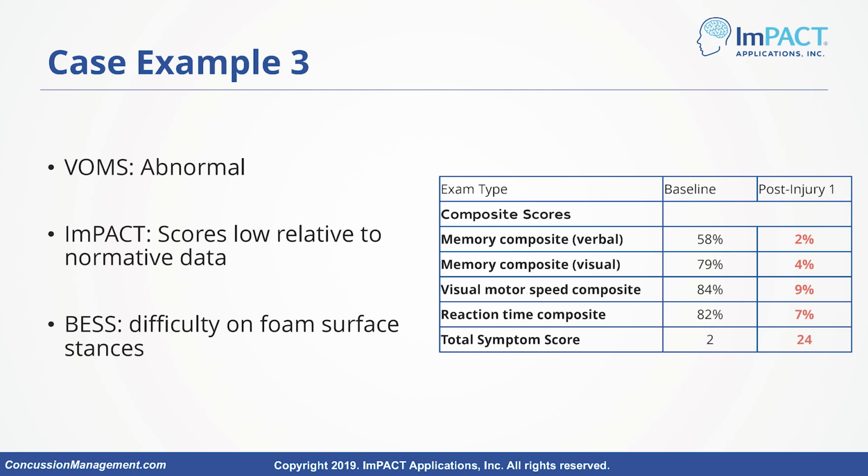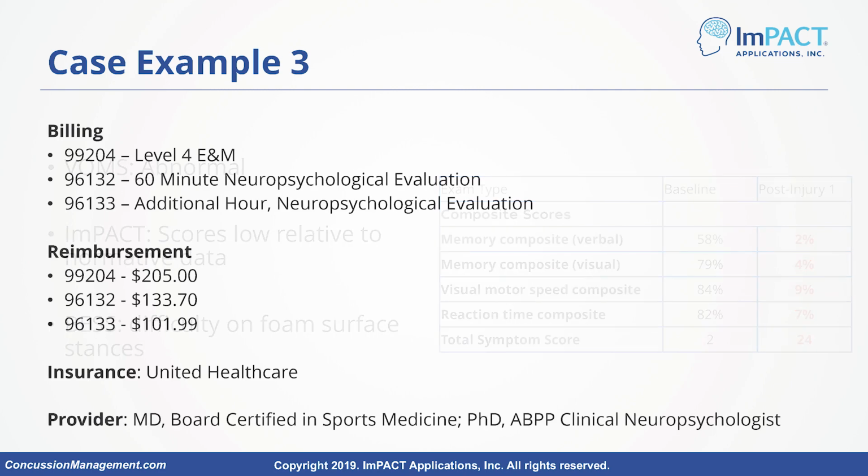One thing that stood out with her was her symptom score was very high. We did have a baseline on her where her symptom score was 2, and in this case it was 24. But all of her composites were significantly below where her baseline score was.